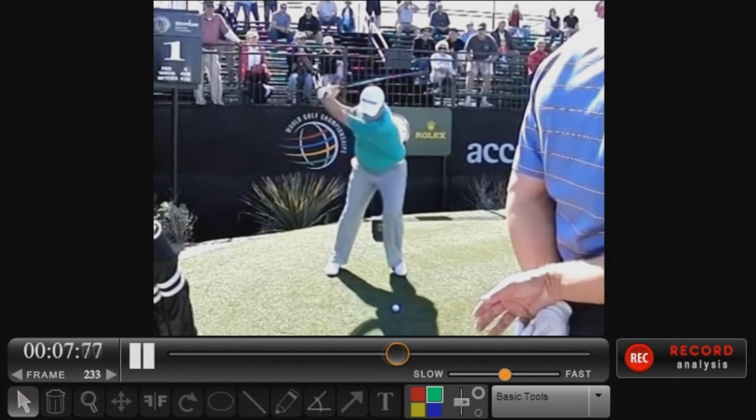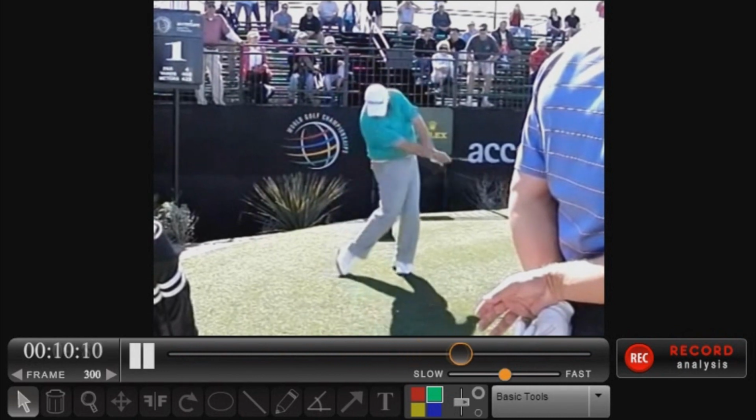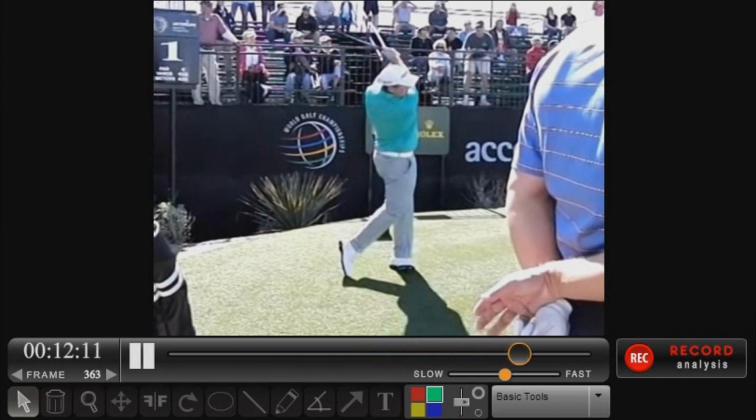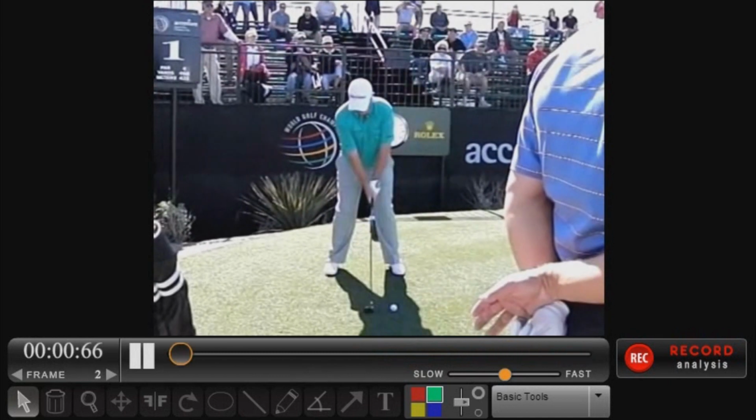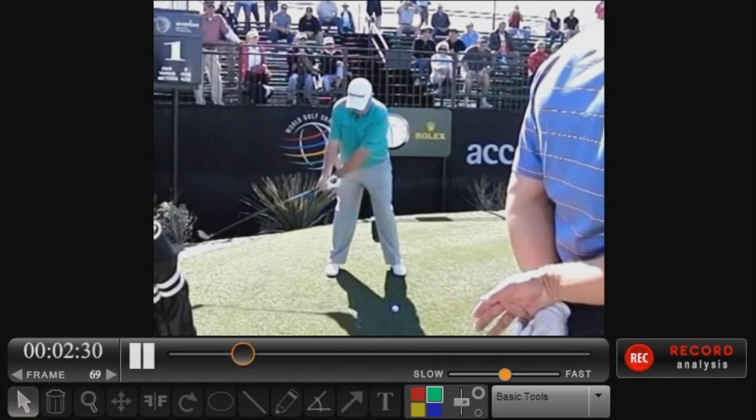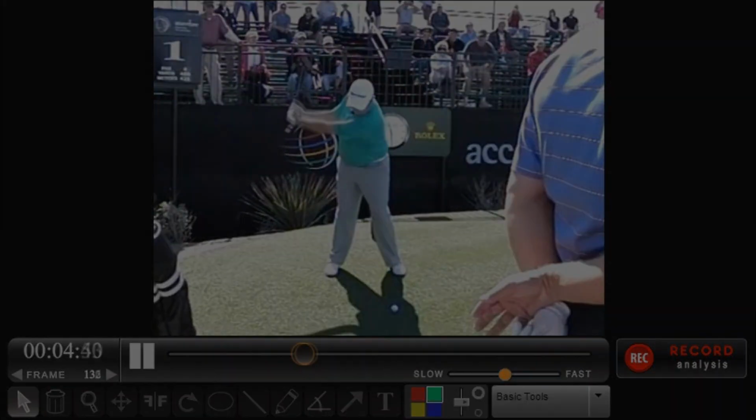This week we are going to be focusing in on lag. I'm going to be showing you guys a checkpoint that you're going to be looking for in your backswing that in turn is going to lead to another checkpoint in your downswing that's going to help you get a lot more lag and a lot more speed down in the hitting area.